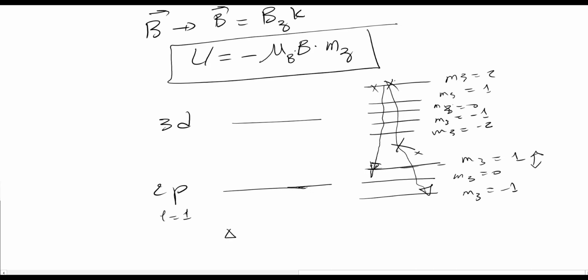So the transition requires that delta L must be equal to 1. And also delta mz, the change in mz, must be equal to 0 or plus or minus 1. If you do that, then you're in good shape. Then you can do this one. So this is called the selection rule.